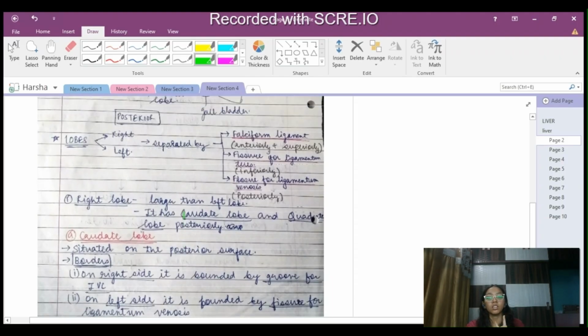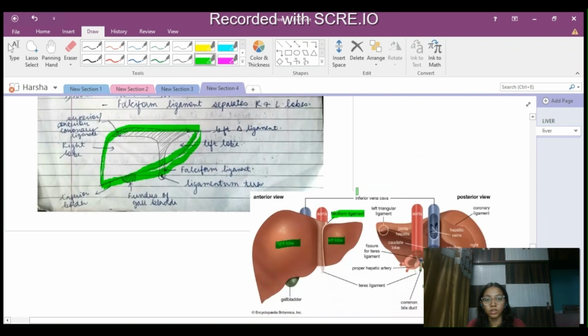Now, these are the lobes which are being discussed over here. Majorly there are two lobes of the liver. If we look externally, at an overview of the liver, there are two lobes: one is the right lobe and another one is the left lobe. Now, it is important to know which ligaments are separating the two lobes of the liver. If we see anteriorly and superiorly, the lobes are divided by the falciform ligament over here.